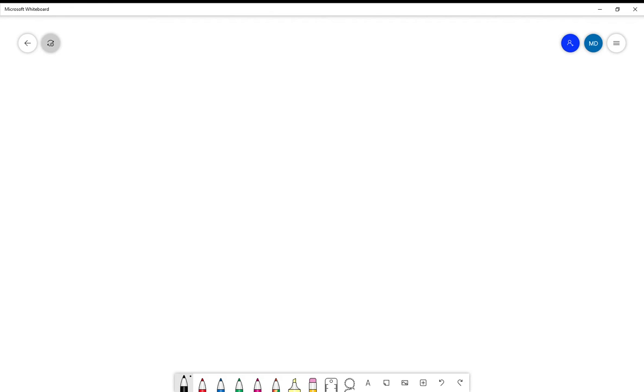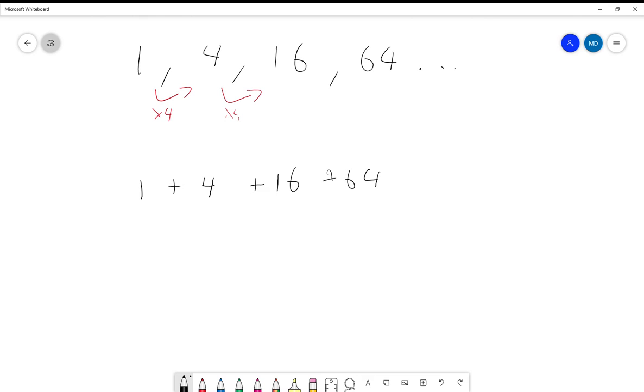Today I'm going to be teaching you about geometric series. Now, a geometric series is to a geometric sequence just as an arithmetic series is to an arithmetic sequence. A geometric sequence could be something along the lines of 1, 4, 16, 64, ... where we're multiplying by the same thing each time. Each time we're multiplying by 4. And so this is a geometric sequence. So a geometric series would be something along the lines of 1 plus 4 plus 16 plus 64, just adding up the geometric sequence.